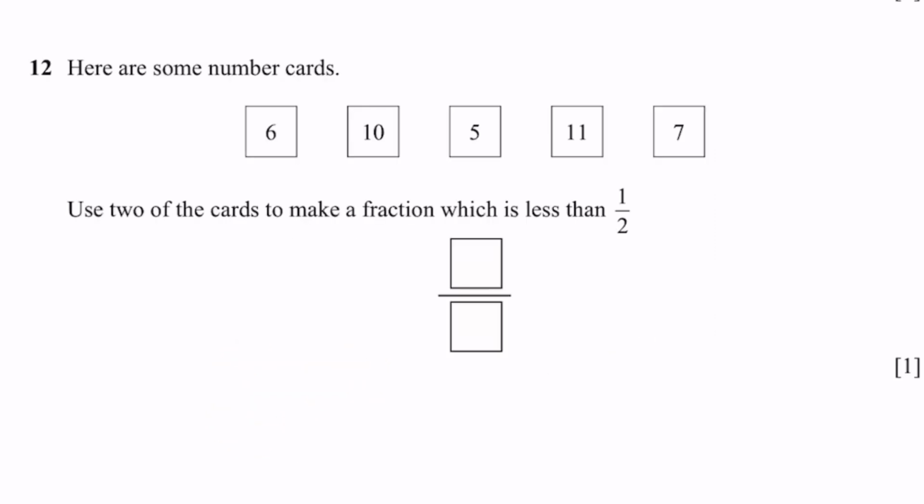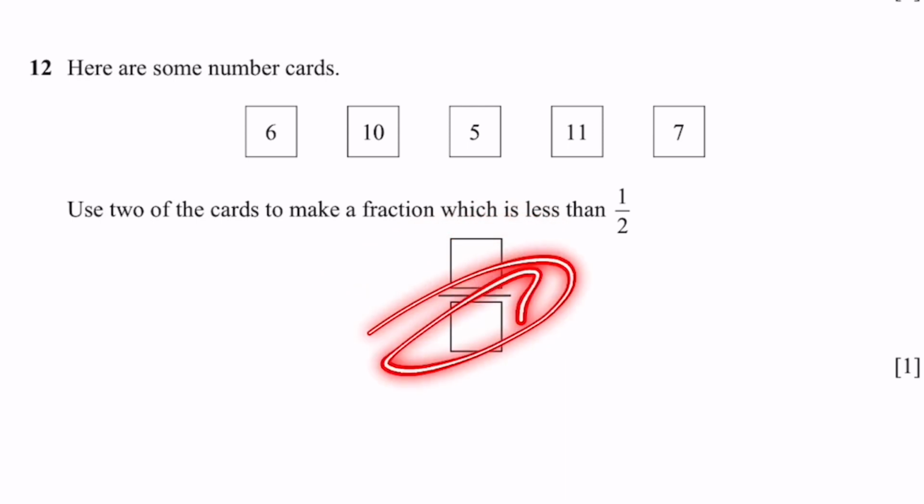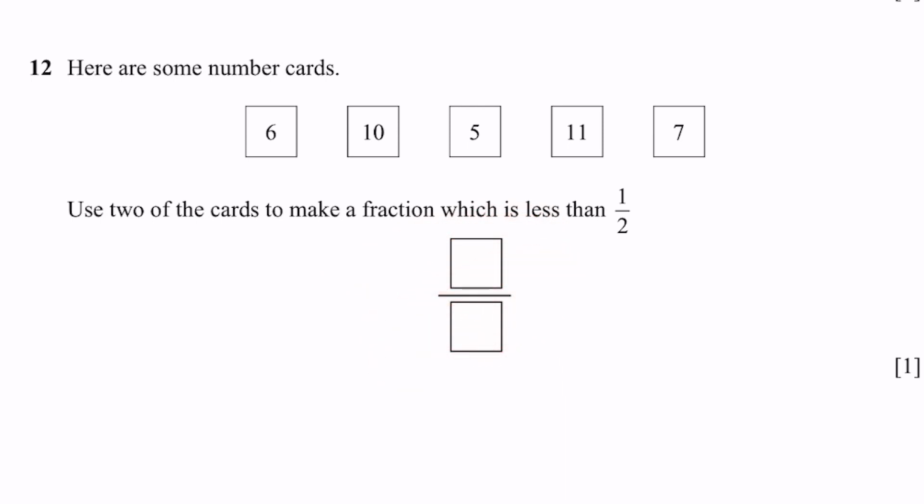Question 12. Here are some number cards. 6, 10, 5, 11, and 7. Use 2 of the cards to make a fraction which is less than half. We need to make it with the smallest number card for the top, which is numerator, and the largest for the bottom, because that will be obviously less than half. Otherwise, the question wouldn't even be possible.